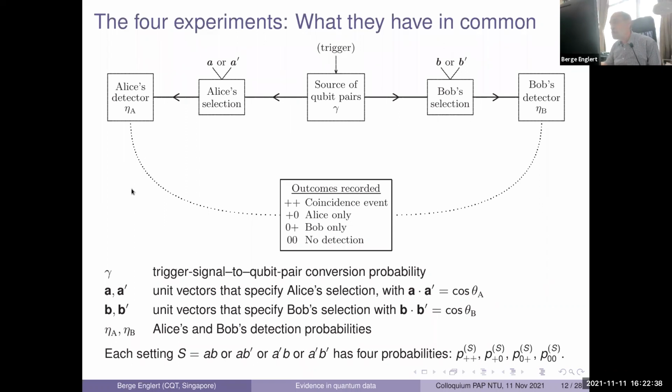And so all these experiments are characterized by telling you what is gamma, this probability for the conversion, the settings, or actually more important, the angle between the two vectors for Alice, and the same for Bob, the angle between the two vectors, and the detection efficiencies on both sides. And then for each setting, so there's a setting A, B, setting A prime, B, A, B prime, and so forth, A prime, B prime, for each of the settings, we have 4 probabilities: 1 probability for the coincidence events and for the other 3 also. So we have 4 settings, and for each setting, we have 4 probabilities.